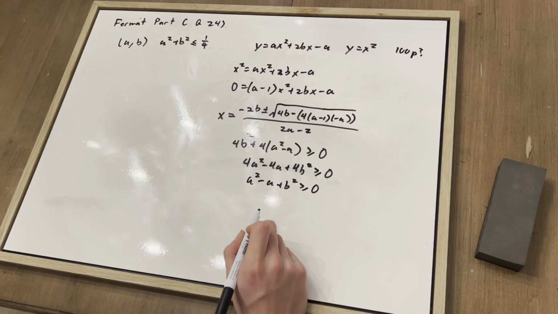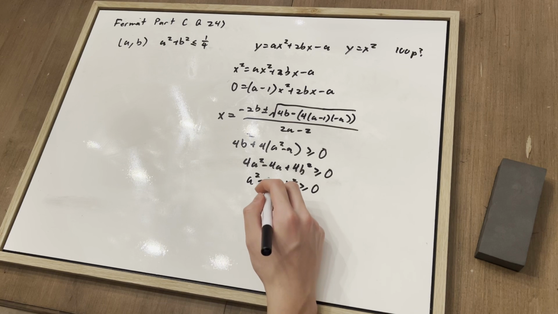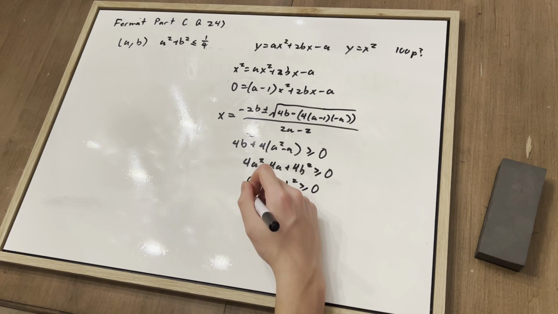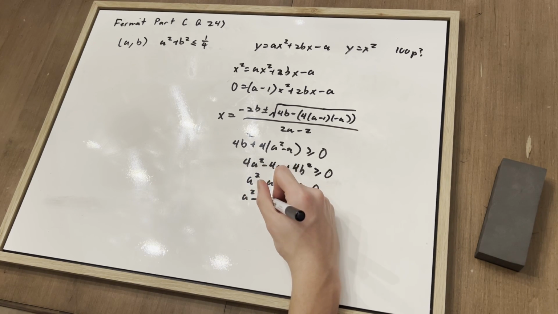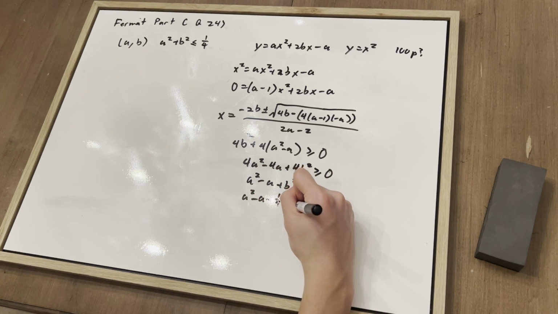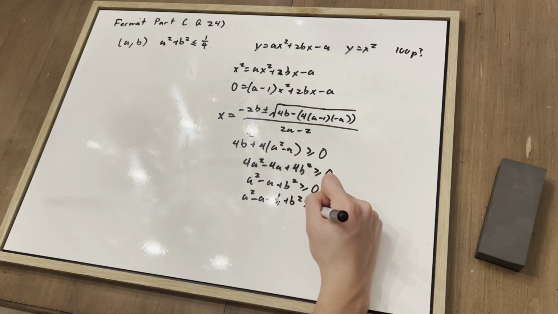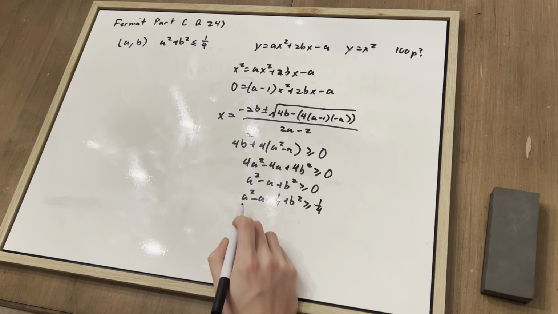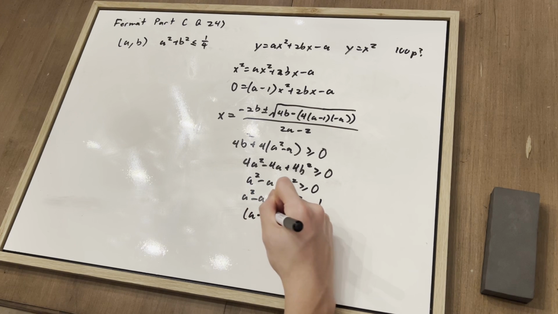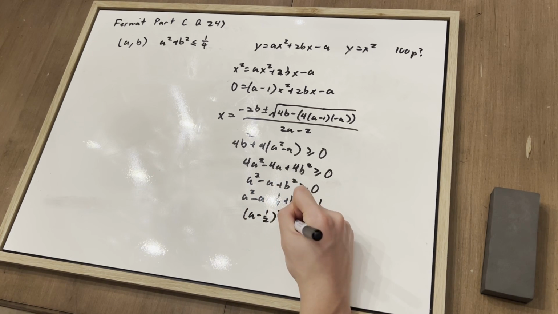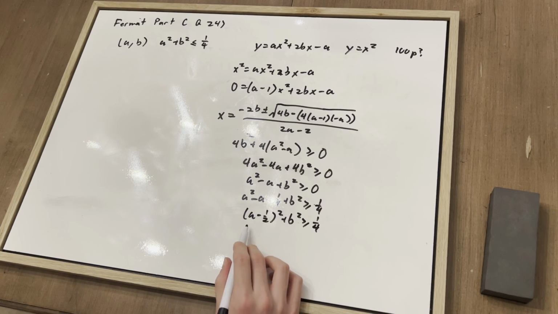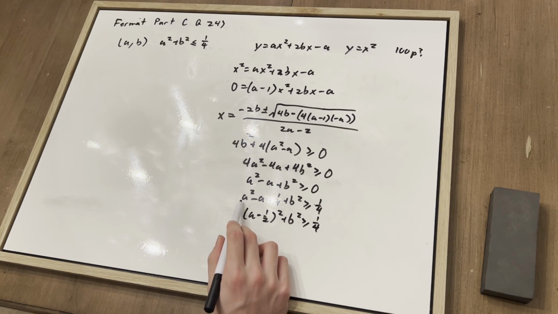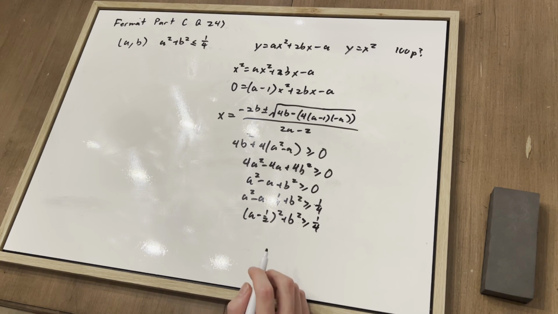Then we can do a neat trick called completing the square, which means we actually write this as a square. So then we take a squared minus a plus 1 over 4 plus b squared is greater than or equal to 1 over 4. So the neat trick is to actually factor this. We get (a minus 1/2) squared plus b squared is greater than or equal to 1 over 4. If you don't trust me, you can actually expand this out and you will see that you would get a squared minus a plus 1 over 4.